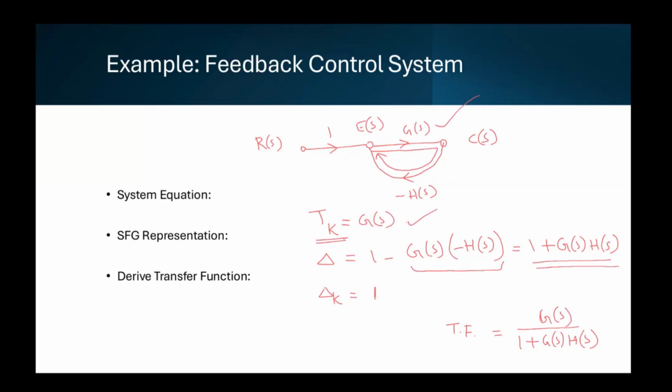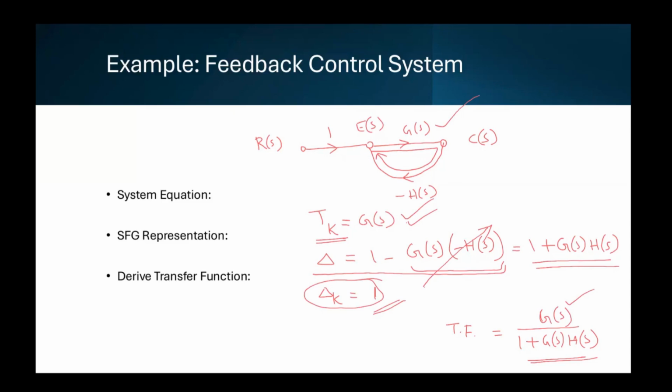And delta k is delta minus the loop gain terms in delta that touch the kth forward path. There is only one forward path, and the loop is touching that forward path. So we need to eliminate this to get delta k. So the value of delta k will be 1. Substituting it in the formula, we get the transfer function as G of s, the forward path, divided by 1 plus G of s H of s, which is delta. So this is the transfer function.